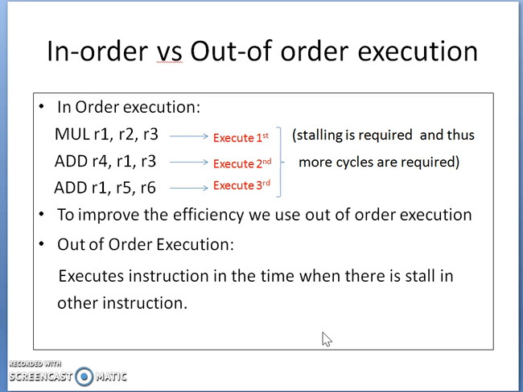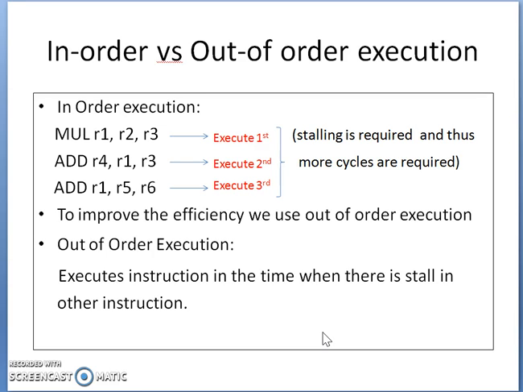Let's see an example which shows name dependency and true dependency. In this program, register R1 is being reused. Now this results in a true dependency between the first instruction and the second instruction. Moreover, it will also result in a name dependency between the first instruction and the third instruction.